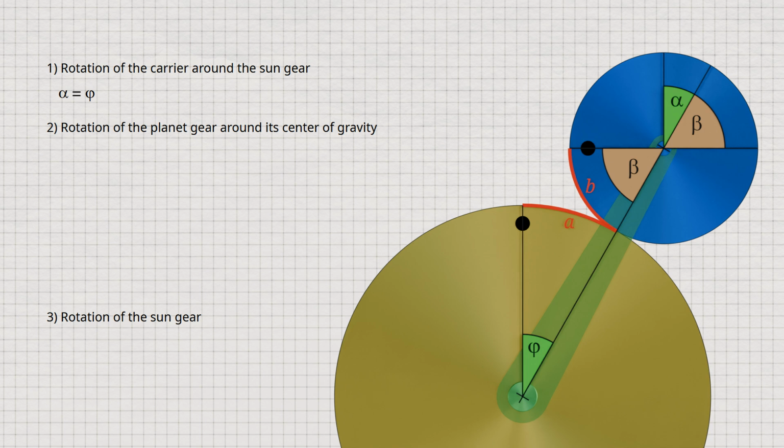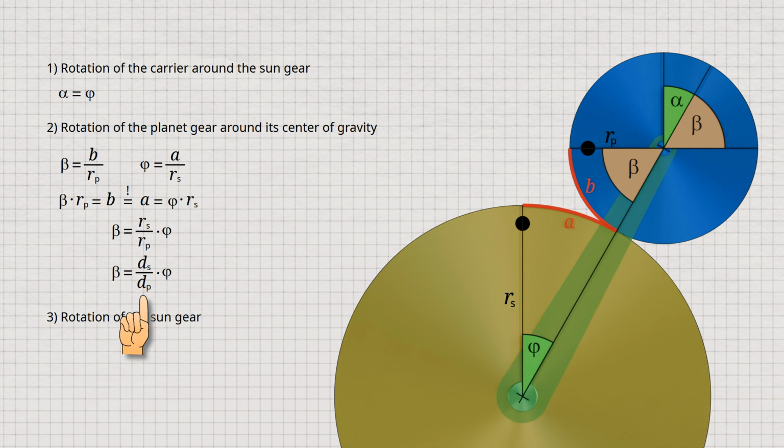In radians, an angle is defined as the ratio of the arc length to the arc radius. Thus, the angle beta can be determined by the ratio of the arc length b to the radius rp of the planet gear. Similarly, the angle phi is the ratio of the arc length a to the radius of the sun gear rs. We can now solve both equations for the respective arc lengths and equate them on the basis of the fact already explained. The resulting equation is now solved for the angle beta. In this equation, we can also use the respective diameters instead of the radii of the gears. These ultimately correspond to the respective pitch circle diameters.